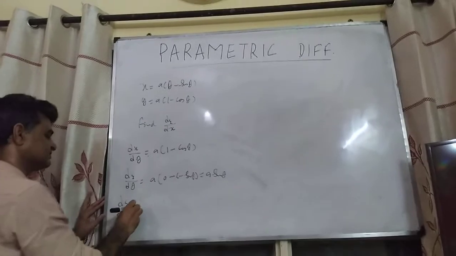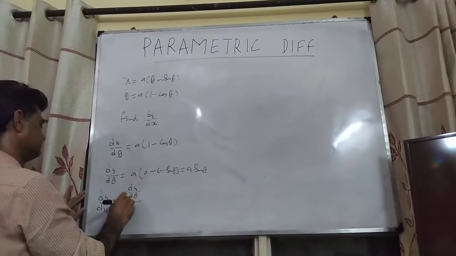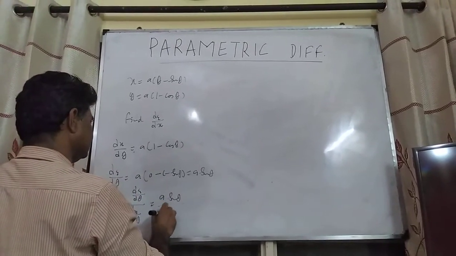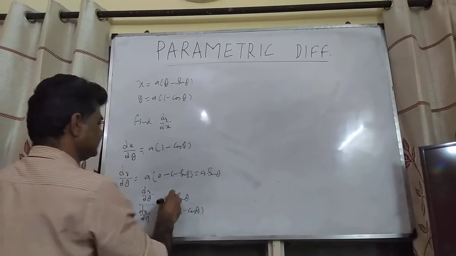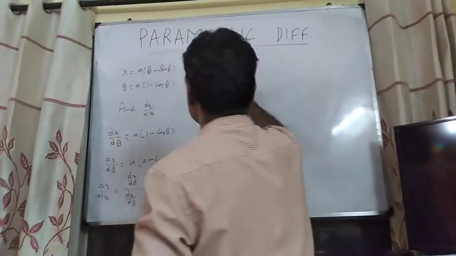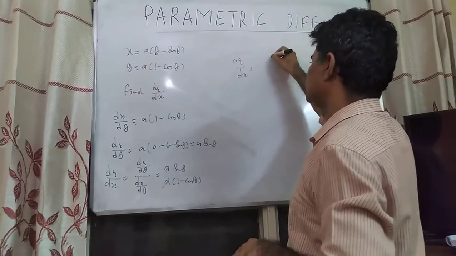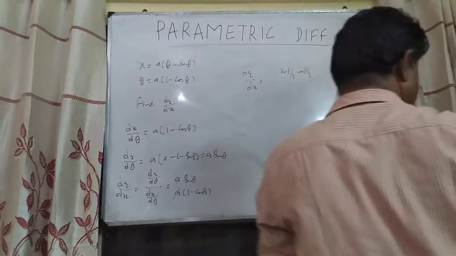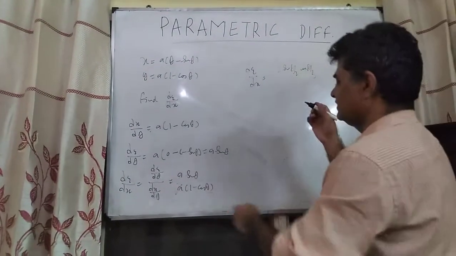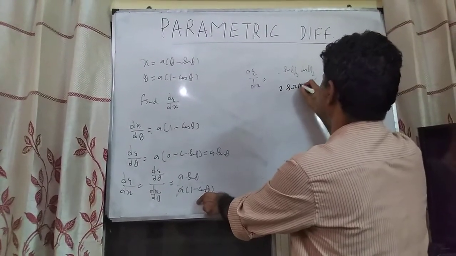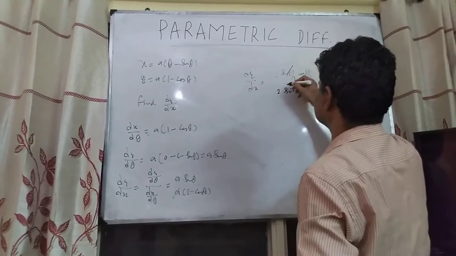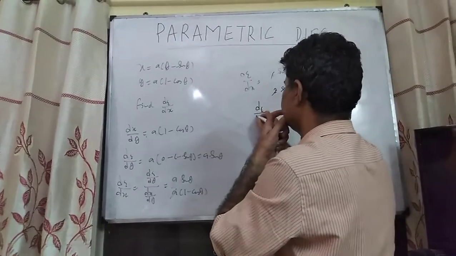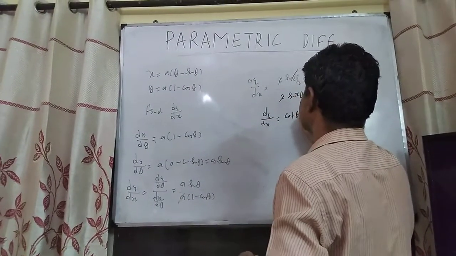So dy by dx is dy by d theta upon dx by d theta. So this is a sin theta over a times 1 minus cos theta. So a gets cancelled. So dy by dx is twice of sin theta by 2 cos theta by 2 divided by, here we are writing twice of sin square theta by 2. So one sin theta by 2 gets cancelled, 2 gets cancelled. So it is cot theta by 2. So dy by dx is basically cot theta by 2.